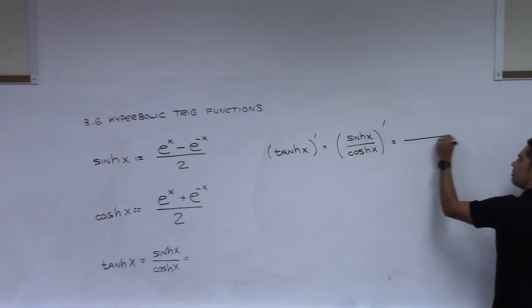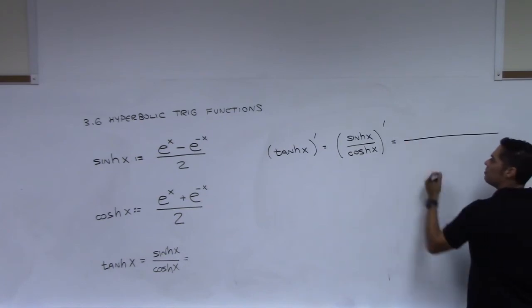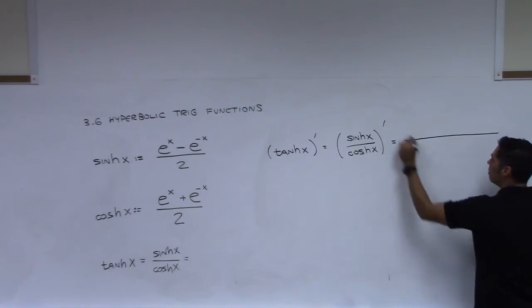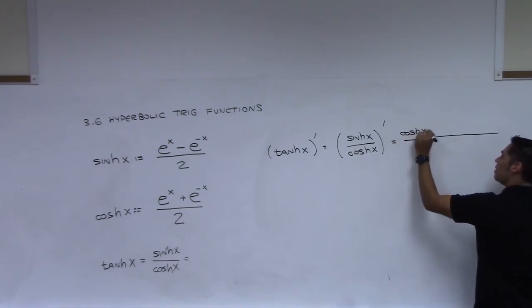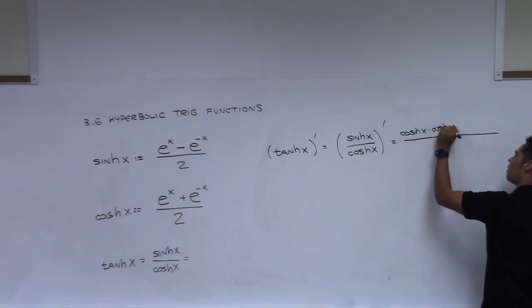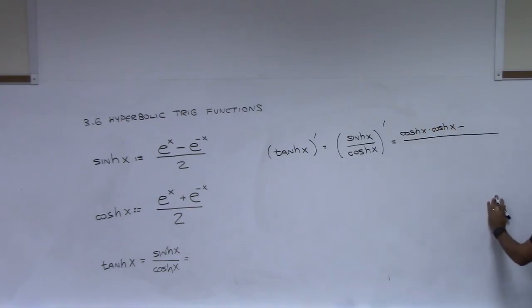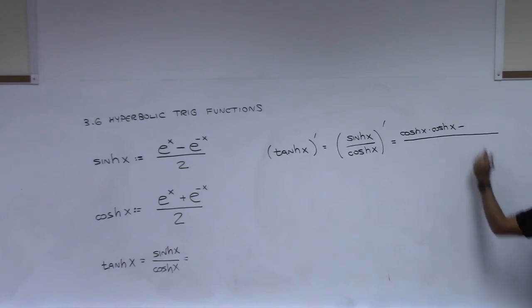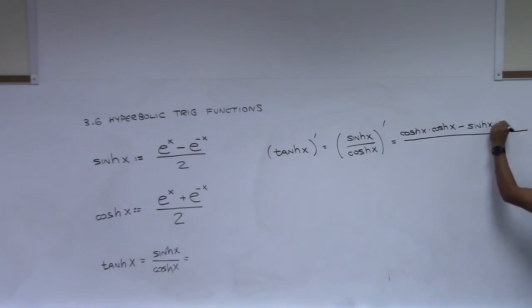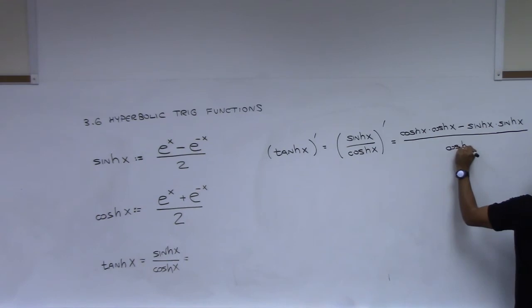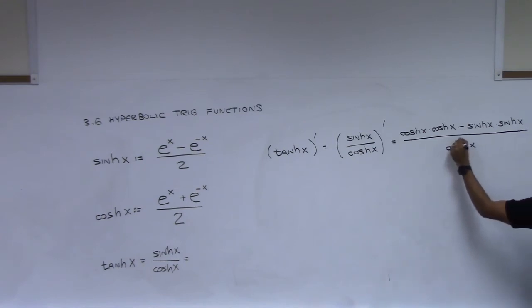So I'm going to do derivative of the top. What's the derivative of sine hyperbolic x? Cosine hyperbolic x times the bottom. Okay, and then minus derivative of the bottom, which is just sine hyperbolic x. We don't have any negative to worry about. And then times the top, sine hyperbolic x, all over bottom squared. I'll put squared there like that.